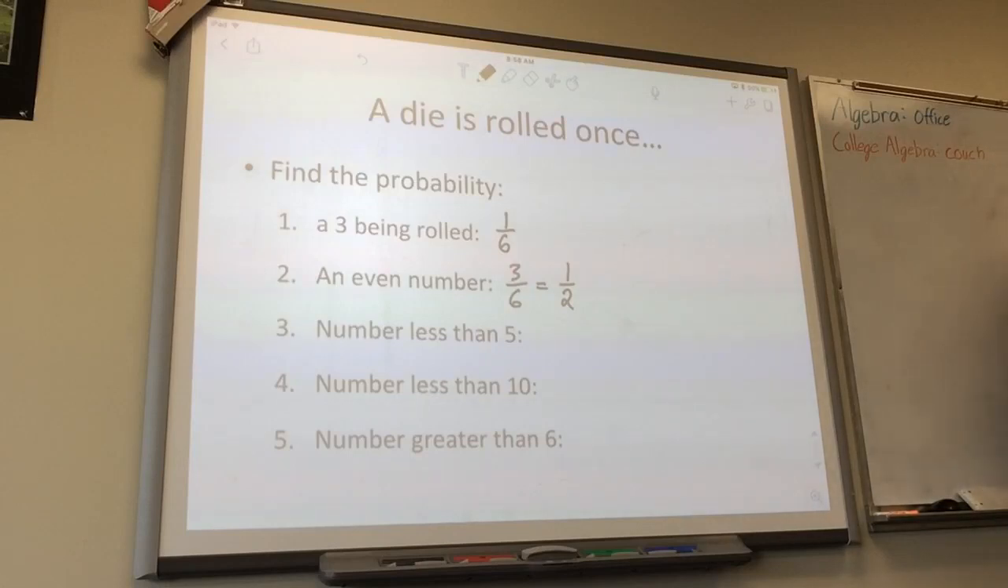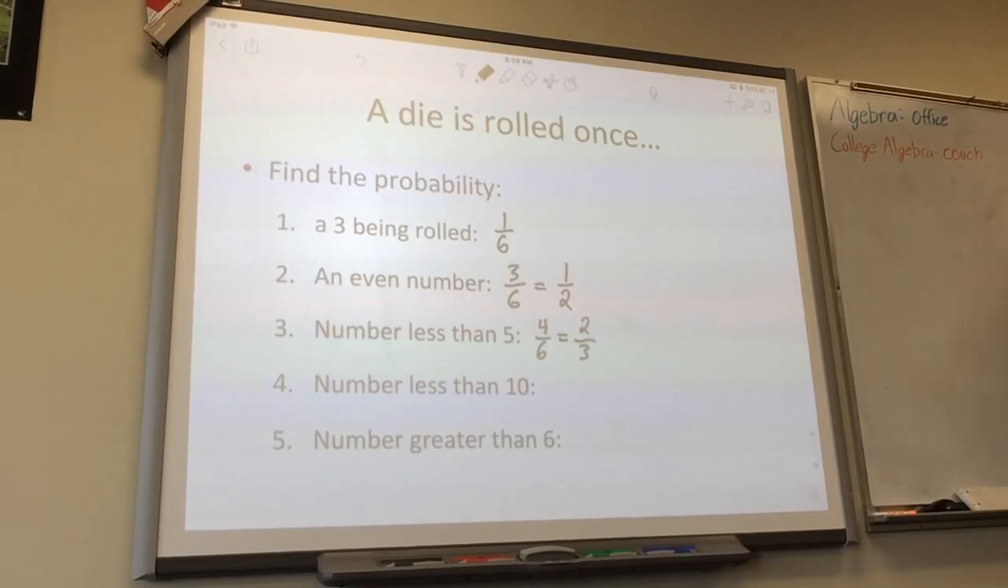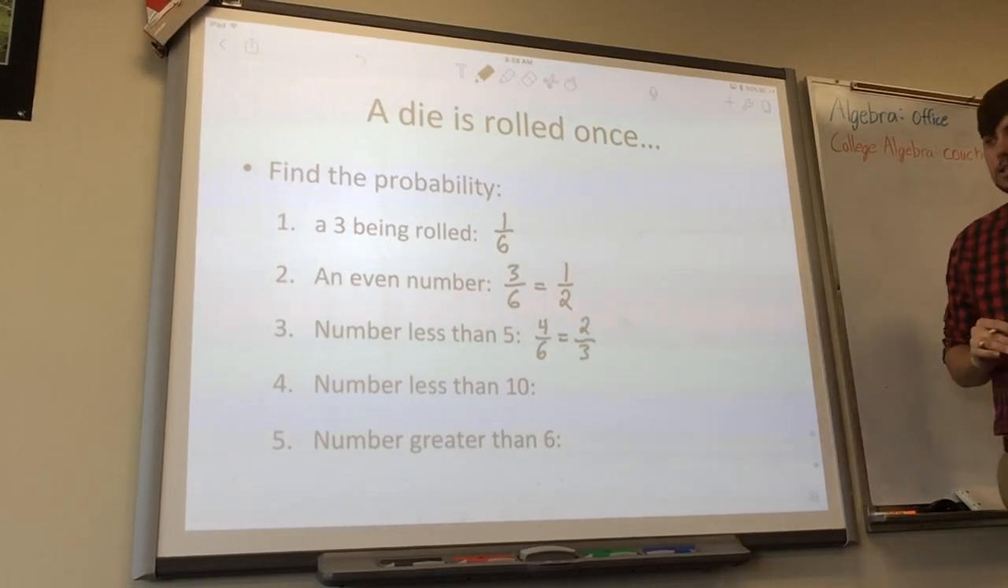Okay, less than 5. How many numbers on a die are less than 5? 4 of them. Be careful with those words less than, not less than or equal to. It's just less than 5. So there's 4 of them out of the 6. We can also simplify that to 2/3.